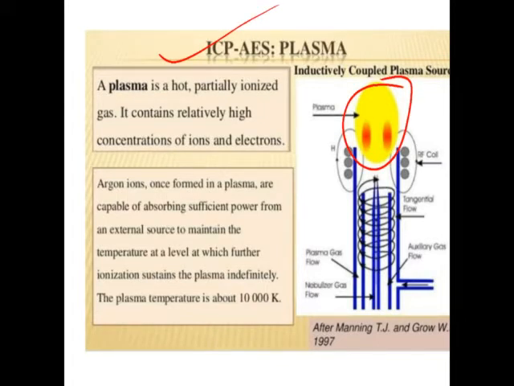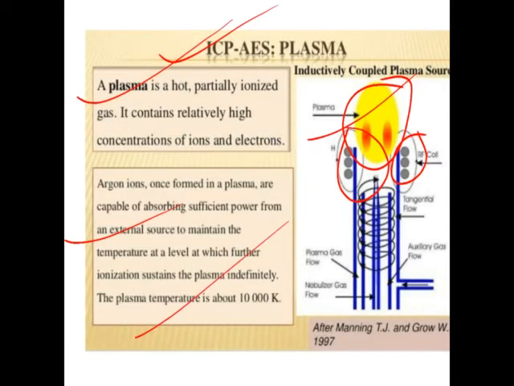So here you can observe the generation of the plasma source. The RF coils, radio frequency coils, are present. These are responsible for varying the magnetic field, and when the magnetic field is varied, electromagnetic induction takes place, and it results in the formation of plasma. So what is plasma? It is partially ionized gas. It contains a very high concentration of ions, electrons and different atoms. Argon ions, once formed in the plasma, are capable of absorbing sufficient power from an external source to maintain the temperature. This temperature is generally 10,000 Kelvin.